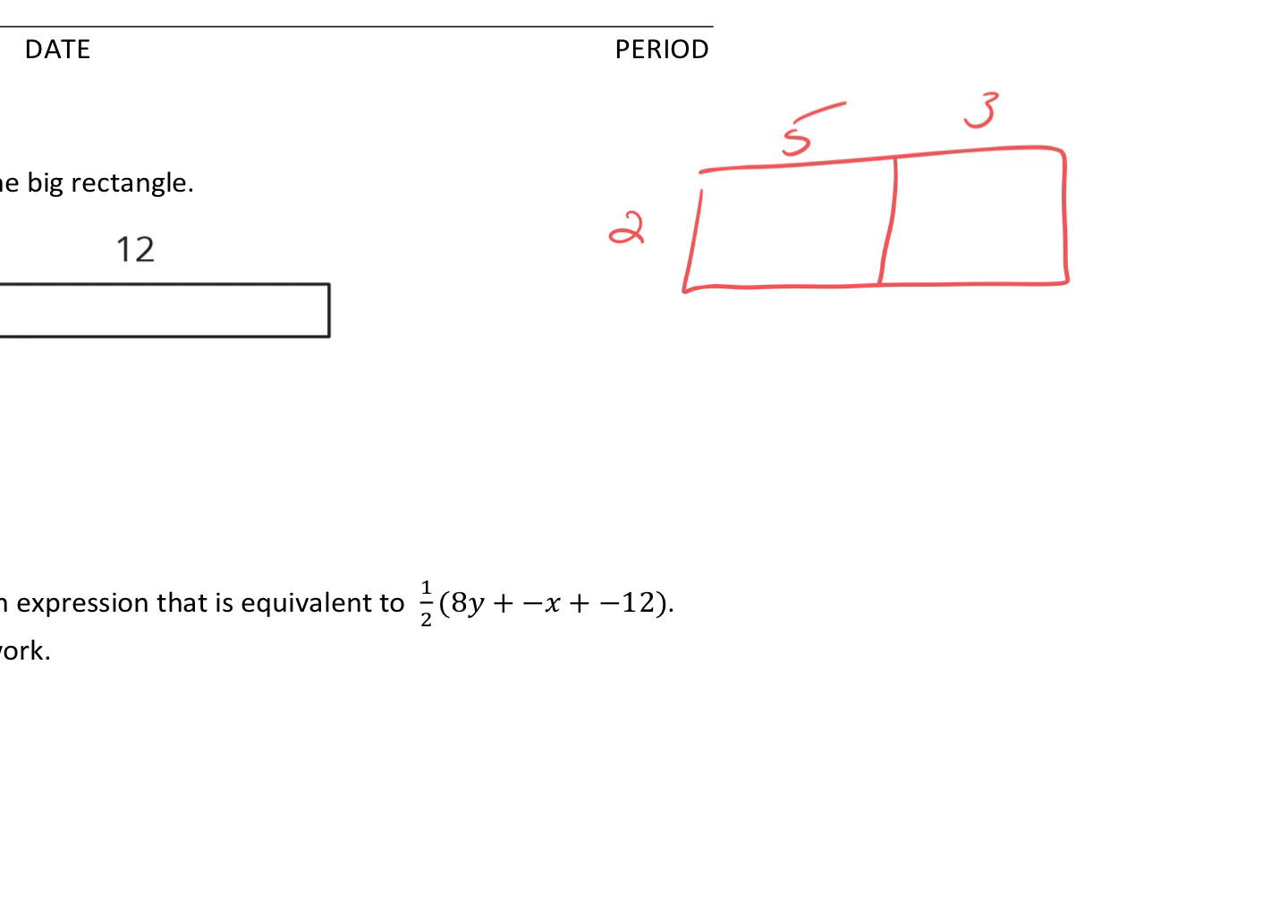So let's use this rectangle to write an expression for the overall area a couple of different ways. One way we can think about this is the area of one rectangle, which is 2 times 5, plus the area of the other rectangle, which is 2 times 3. So I could write it like this: 2 times 5 plus 2 times 3.